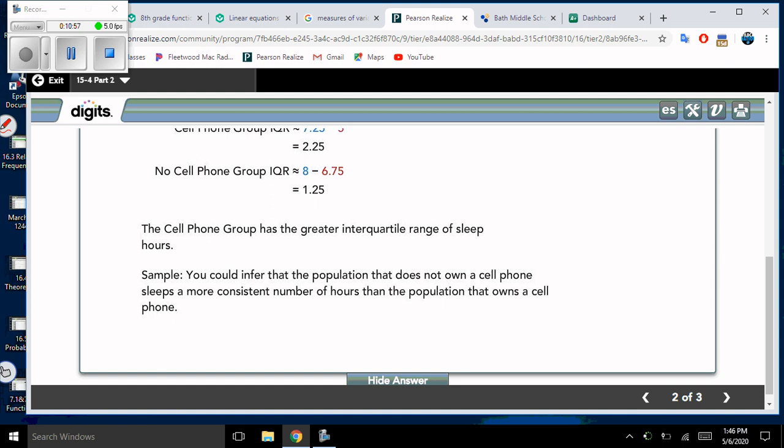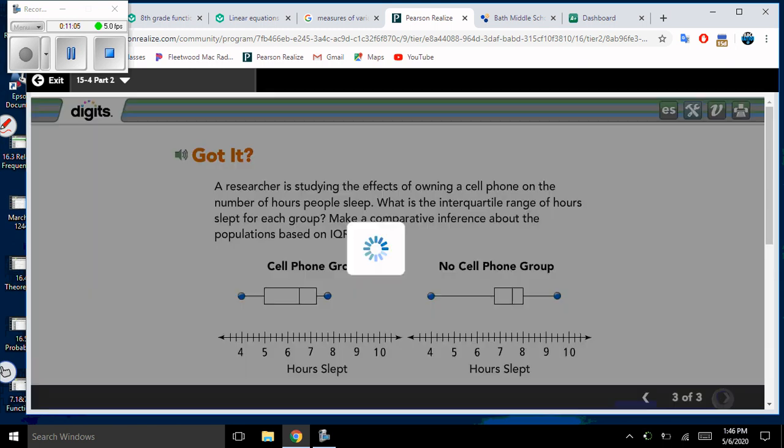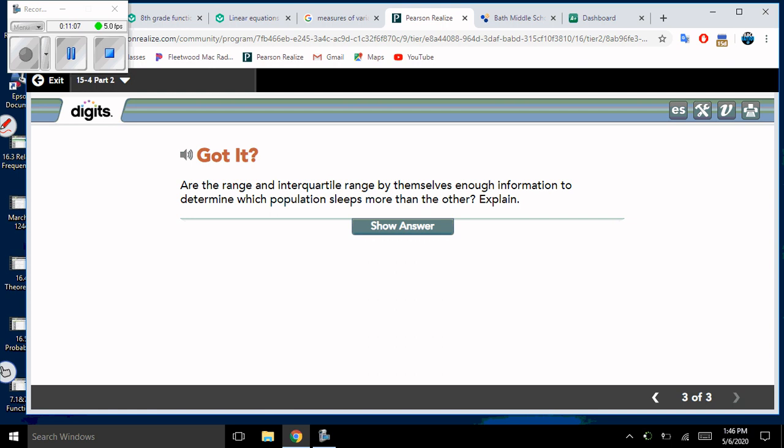Again, the numbers hold true. You can infer that the population that doesn't own a cell phone sleeps more consistently. Okay? All right, well, let's move on here. We've got this by themselves.